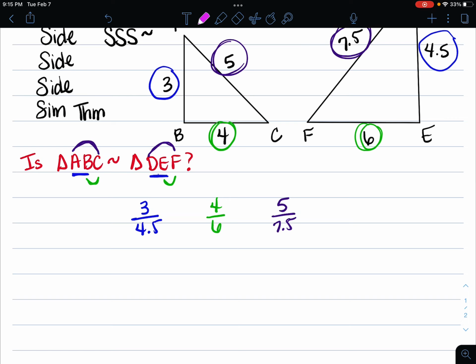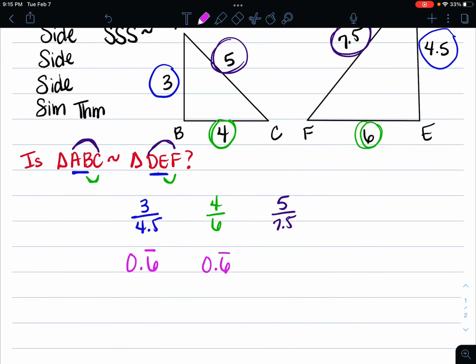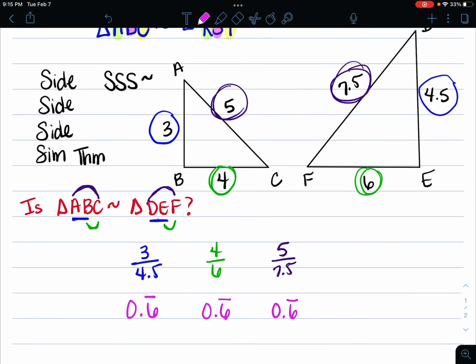Let's see. So 3 divided by 4.5 is 0.6 repeating. And it's really important that you not just worry about, oh, it's 0.6, because sometimes you'll get some that are really close, some that may round to 0.6. They have to be exactly equal. So 4 over 6 also needs to be 0.6 repeating, and it is. And then let me check my last one, 5 divided by 7.5. So 0.6 repeating.